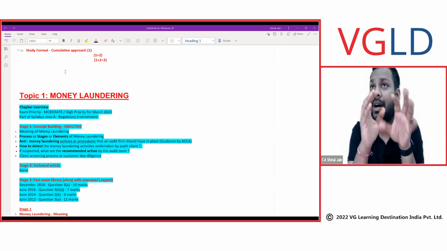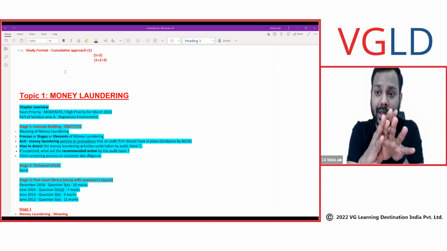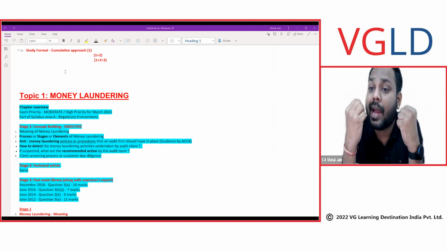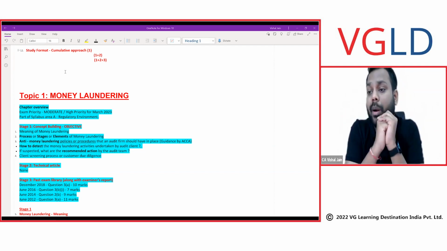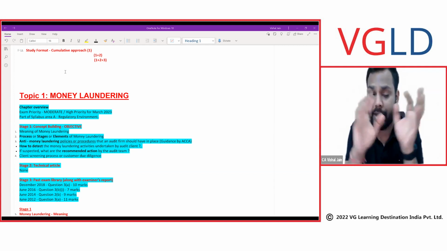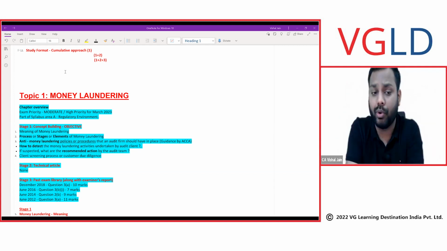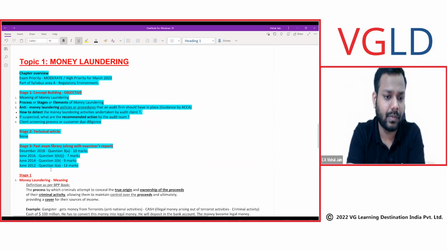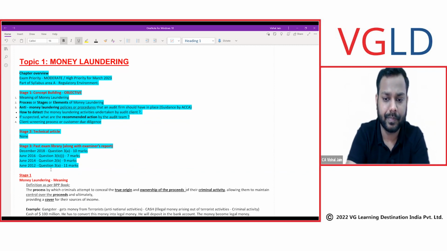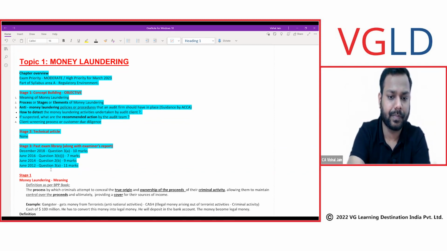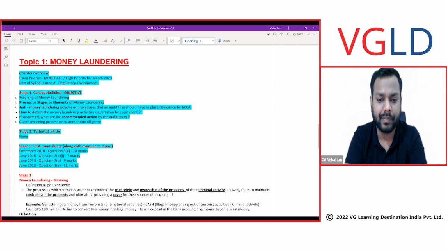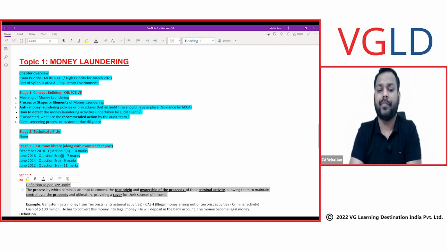So basically, money laundering is a process of converting illegal money into legal money by hiding the actual source of the money. Now let's understand the definition given in your book. Money laundering, the definition as per your BPP material. Can you please read this definition, the highlighted part?